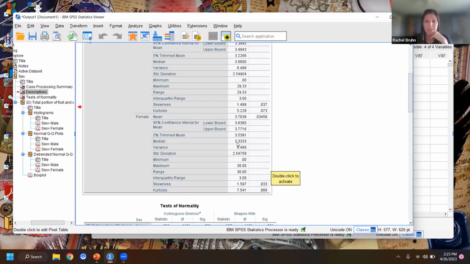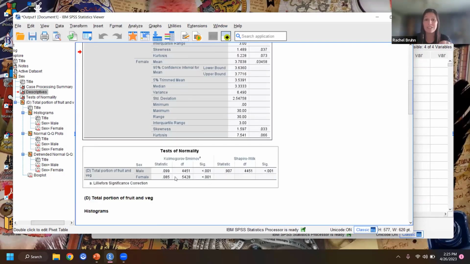The mean is 3.7, the median is 3.3. Those are a little bit closer, but still not where I want to see them. And then skewness and kurtosis are definitely not where I want them. So we have an idea that when we look at this, it's probably not meeting this assumption.